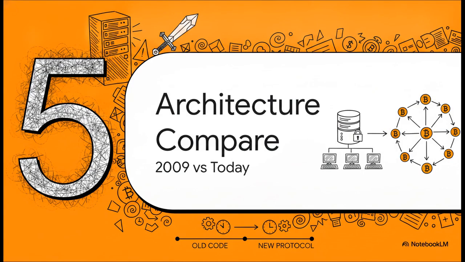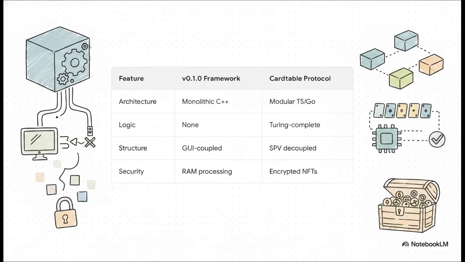Bringing us to our final section, architectural and comparative analysis. Let's do a side-by-side technical teardown of that primitive 2009 codebase versus the modern protocol we have today. So the crucial point here is the evolution of the software. The 2009 framework was just this monolithic block of C++ that didn't even have the logic to enforce poker rules. But Cardtable is completely modular. Because Turing-complete opcodes were restored in BSV, Cardtable can actually enforce the complex rules of the game directly on the ledger, making it incredibly secure.